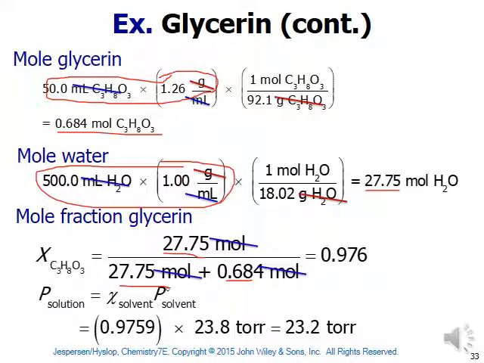Okay, now to figure out the mole fraction of water, divide the moles of the water by the moles of the water and the glycerin. And that's this value here, and then multiply it by its original vapor pressure. And you can see that the vapor pressure goes down. The reason that happens is it breaks apart the hydrogen bonds. Okay, so let's move on.